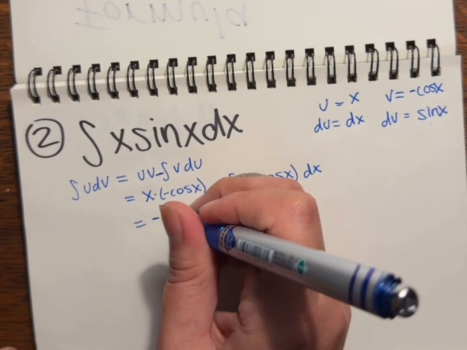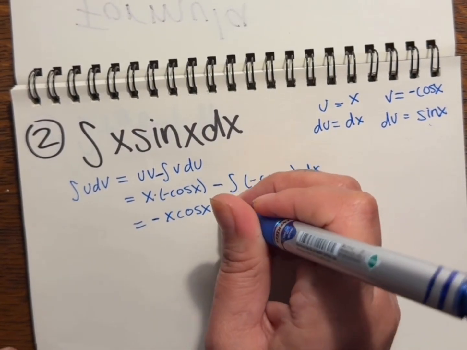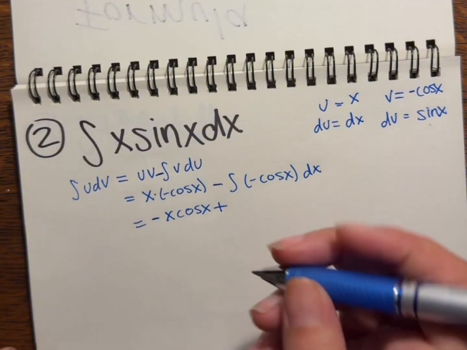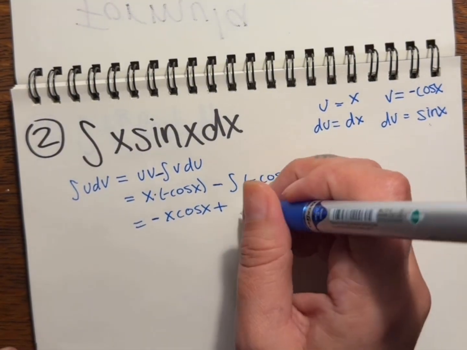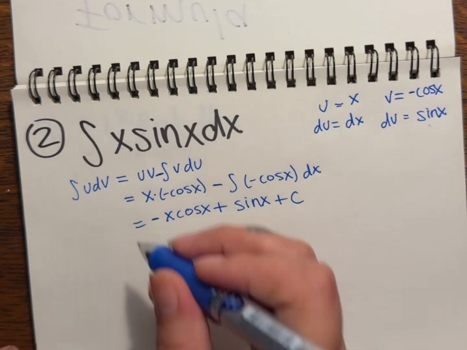So it's negative x cosine x. Negative times negative is a positive, so this turns into a positive. The integral of cosine x is sine x plus c. And there's your answer.